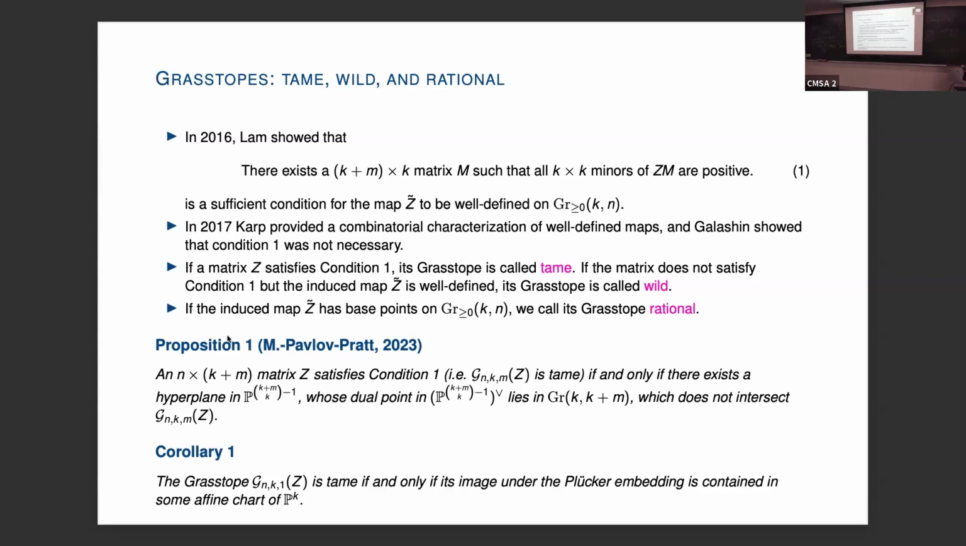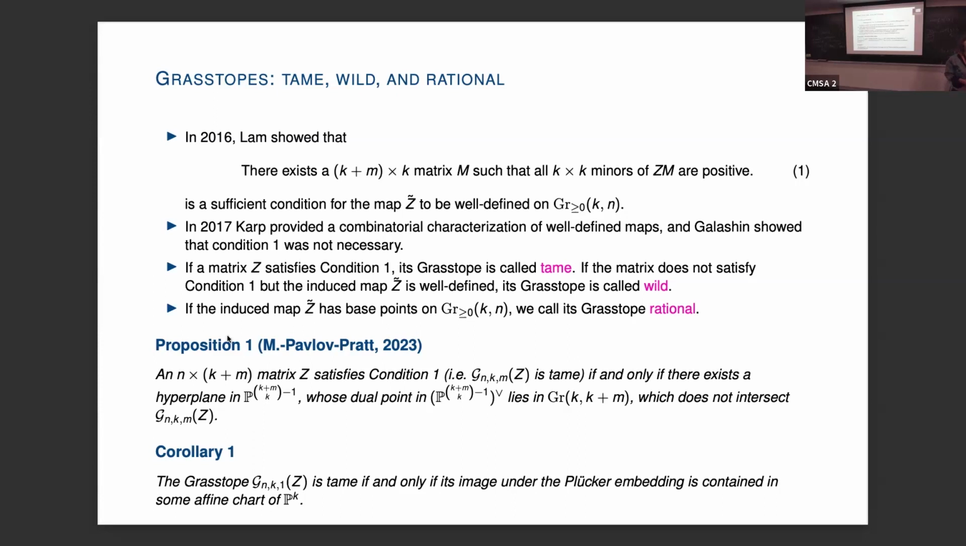Rational is more general. Well, yes. I guess when we say rational, we mean not well defined everywhere. So it's not really a generalization, but I guess we could just call all of them rational. Okay. Well, why do you call it rational? It's the image of a rational map.